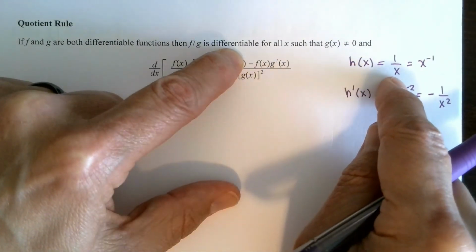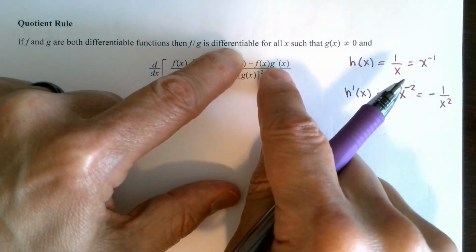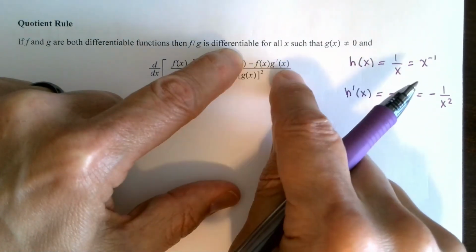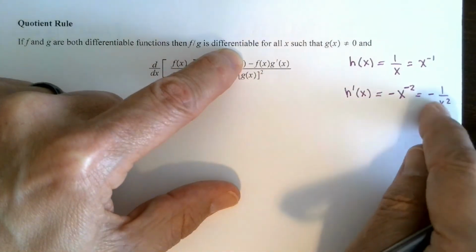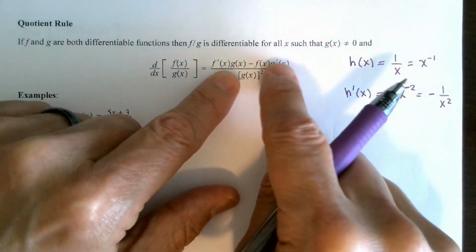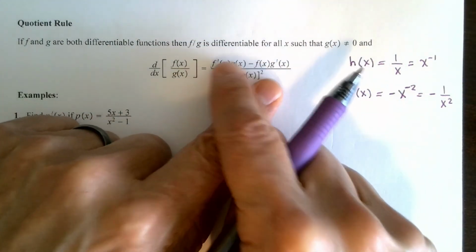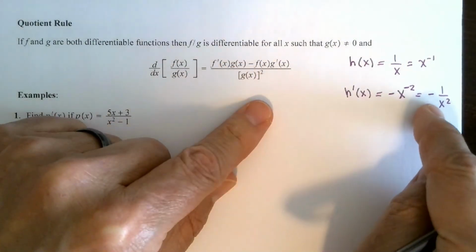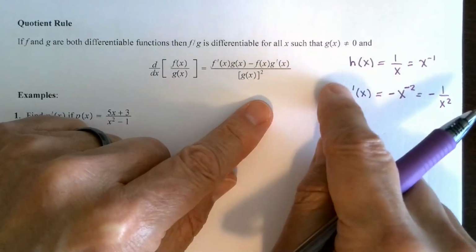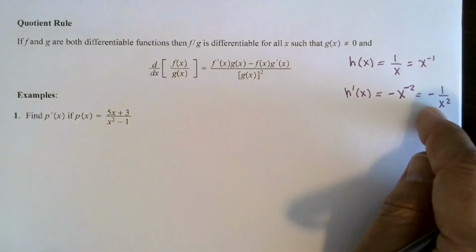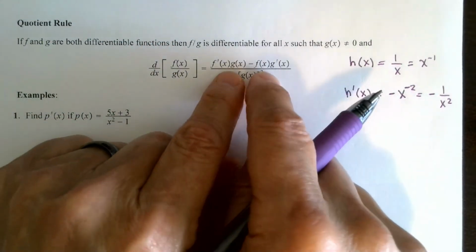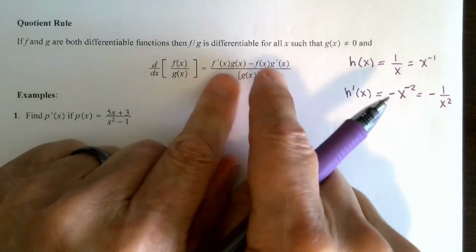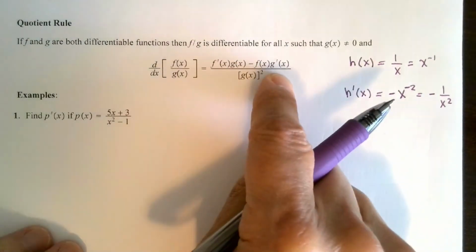G of x is x. Its derivative is what? 1. I get minus 1. 0 minus 1 is negative 1. And this gives me the correct response. If I had this order incorrect, I would get 1 minus 0. I'd get positive 1 over x squared. Since I know the derivative has to be negative 1 over x squared, I would know my formula for the quotient rule is wrong, and I would change the order. So it is important that you get the order correct up top here.